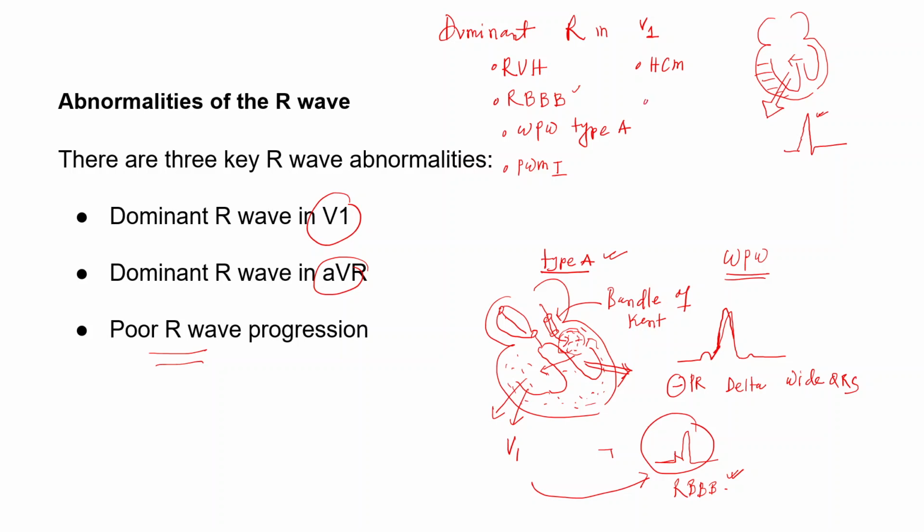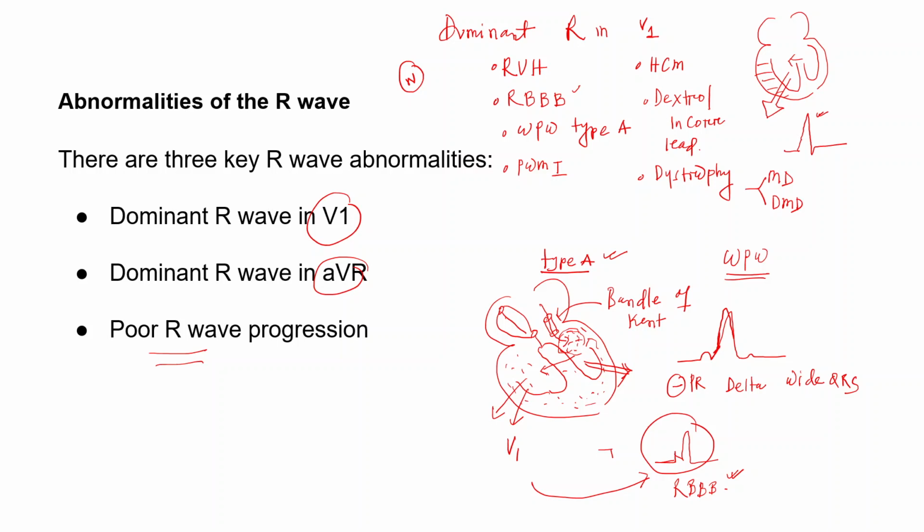Apart from that, sometimes in case of dextrocardia or incorrect lead placement can cause a dominant R in V1. Apart from that, a very interesting cause is dystrophies, like myotonic dystrophy or Duchenne muscular dystrophy; they can also have a dominant R in V1. Apart from that, it can be a normal variant also.